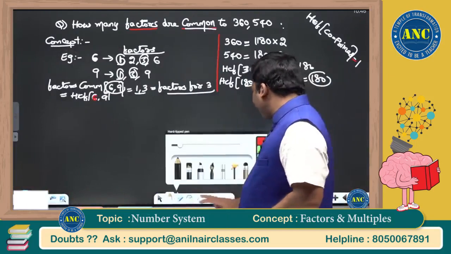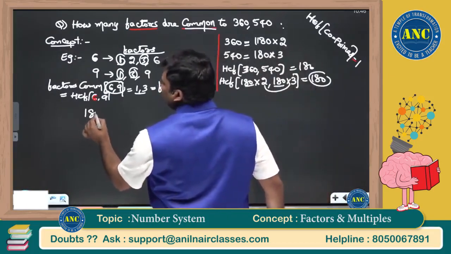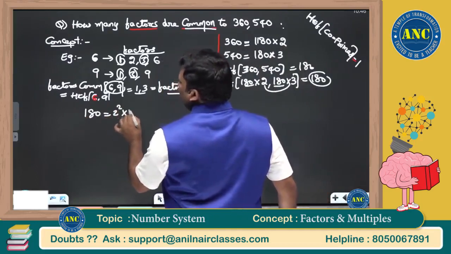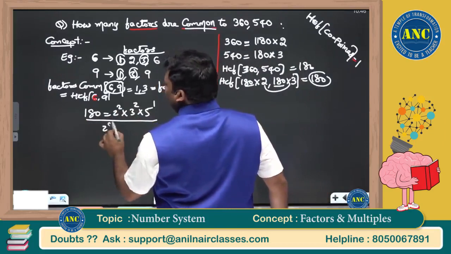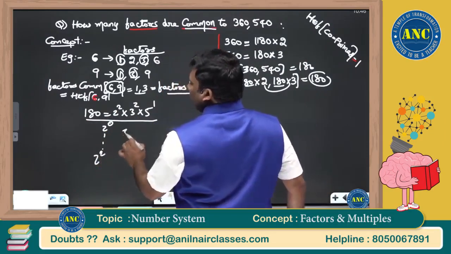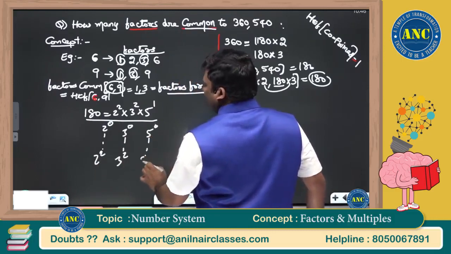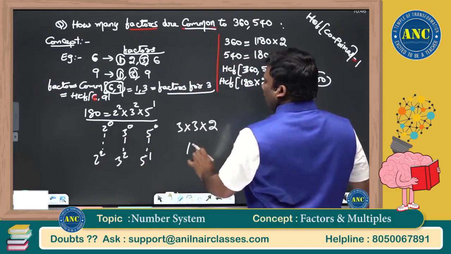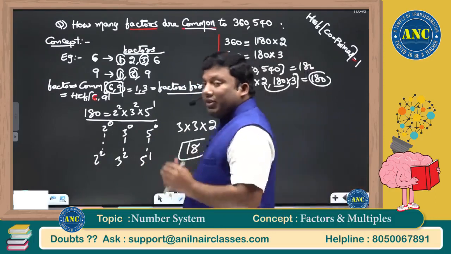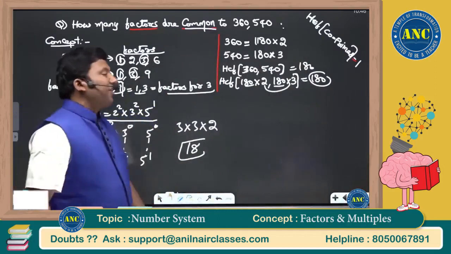Now see here. 180 is 2 square into 3 square into 5. So how many factors are there? 2 power 0 to 2 power 2, 3 power 0 to 3 power 2, 5 power 0 to 5 power 1: 3 into 3 into 2. What will be the answer? 18. There are 18 factors which are common to 360 and 540.